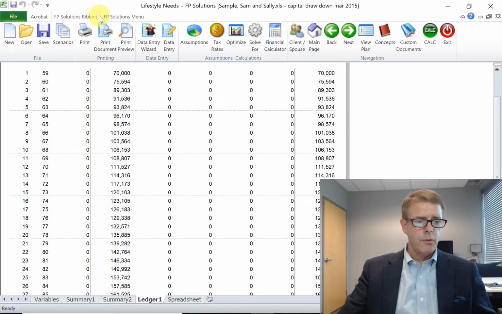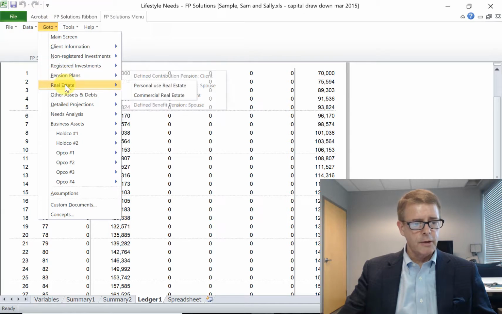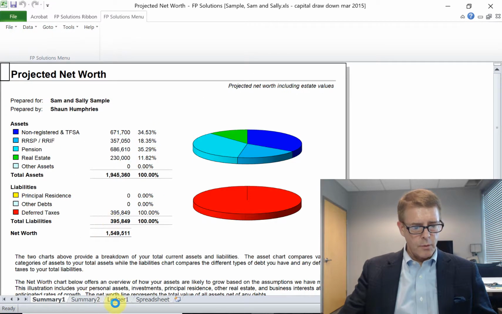The other thing we do is build a net worth statement, and I'll quickly show you on this financial calculator and forecasting tool. Under detailed projections, we go to projected net worth, and then we'll go to the ledger statement here, or a summary.